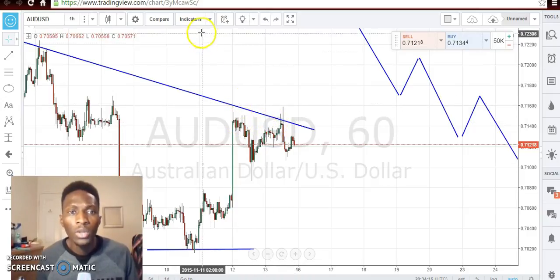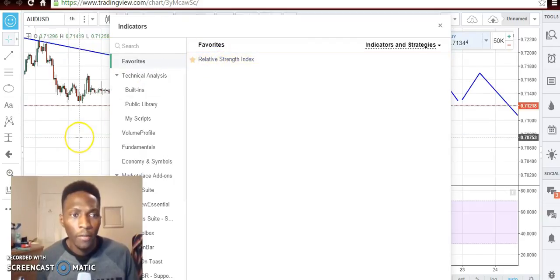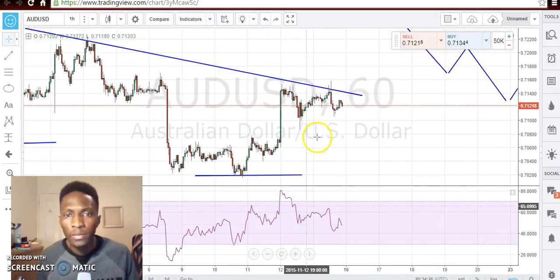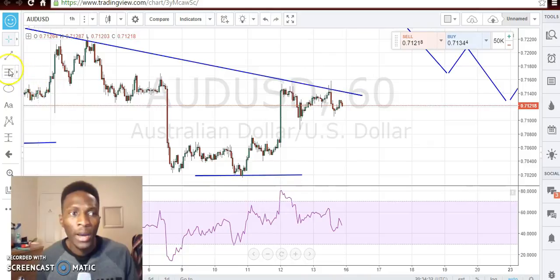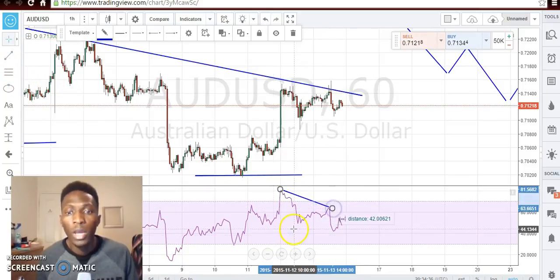But what I'm going to do now is bring in my RSI, and try and see if we can find another technical reason for us to short this pair. So bringing in my RSI, I can see that where the market has formed a double top, I've got a bearish divergence on my RSI. So that gives me another reason to short this pair.